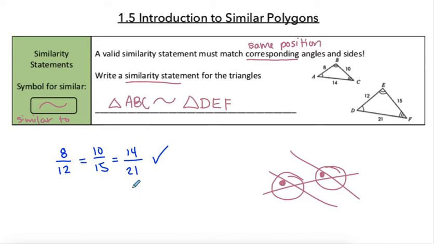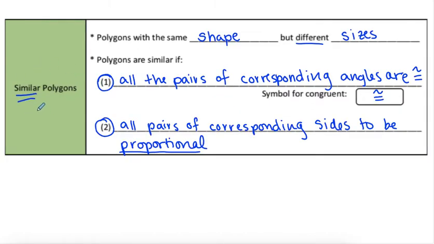is 0.666666. 10 divided by 15, 0.666666. 14 divided by 21, 0.666666. They're all proportional. That's what guarantees us the similar polygons. Angles are congruent, sides are proportional.